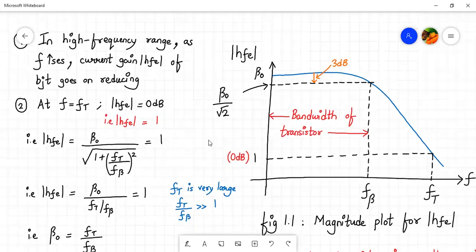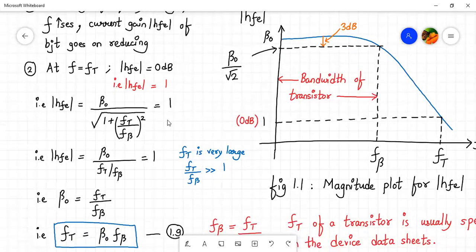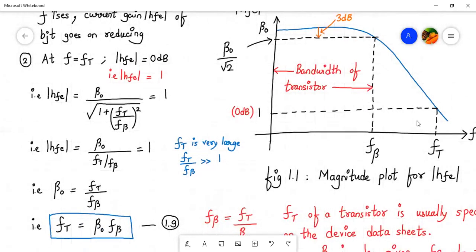So let's see what happens next. We have to equate mod of HFE, which is beta naught divided by square root of 1 plus FT upon F beta, the whole square, to 1. We know that the FT value is much, much larger compared to F beta, maybe 100 times larger. So FT upon F beta is much, much greater than 1, and that's why in the denominator we can ignore the 1.